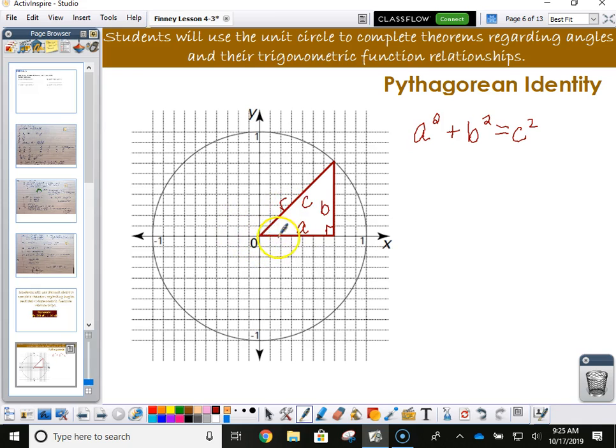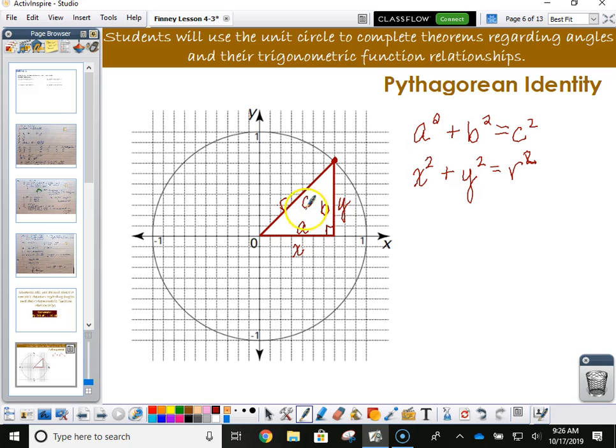If I'm looking at this ordered pair here, that would be a, b. Well, I don't want to use a and b because I want to use the Pythagorean theorem and the fact that it's inside the unit circle. So this horizontal distance is x, and this vertical distance is y. So now my a is really x, my b is really y, and my c is really r. So I've got x squared plus y squared equals r squared.